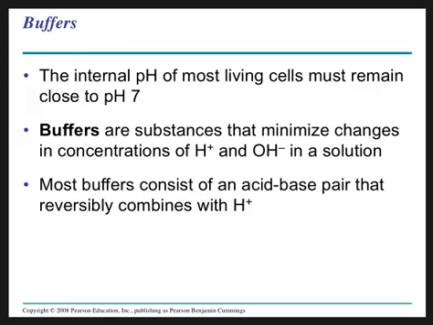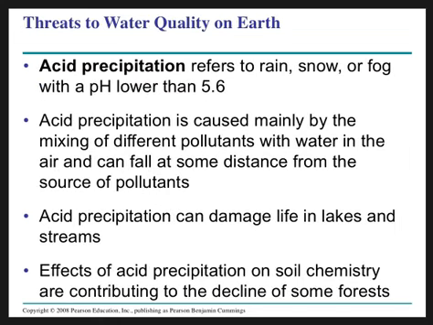Buffers are how we maintain that biological 6 to 8 range in all of those fluids. So buffers are substances, acids and bases actually, that minimize the changes or fluctuations in the hydrogen and hydroxide ions. Okay? Most buffers are an acid-base pair. They work together and they reversibly combine the hydrogen ions.